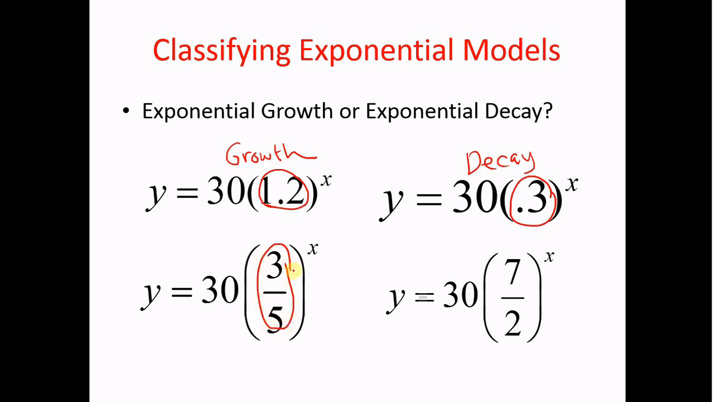3/5, if you get that as a decimal, it's 0.6. That is smaller than 1. So this is decay. 7/2. Now, don't be like, well, that's a fraction. It's got to be decay. It actually isn't. 7 divided by 2, that's 3.5. That is definitely bigger than 1. So this is a growth graph.